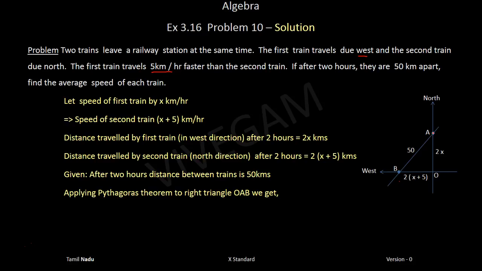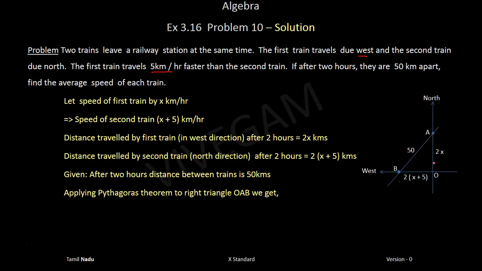Join these 2 points and that is the distance between the trains A and B after 2 hours, because both of them started here. After 2 hours the first train will be here and the second train will be here. And what's the distance? Join these 2 points. The straight line is the distance. So join the points A and B and that is 50.